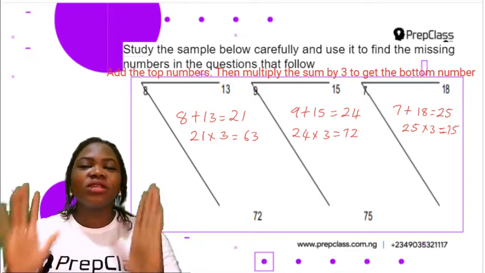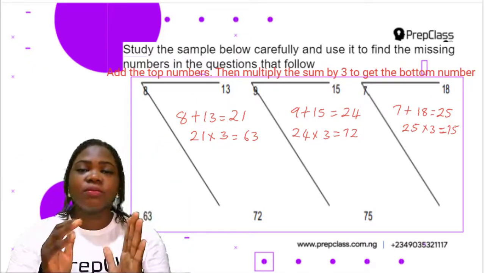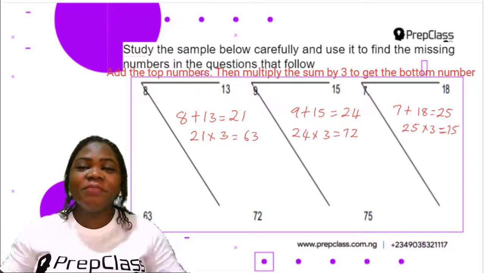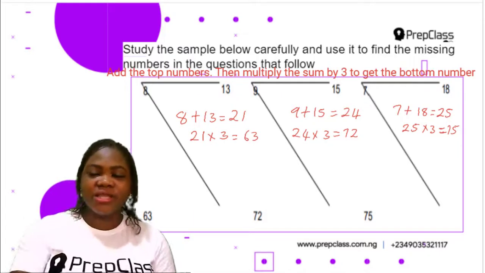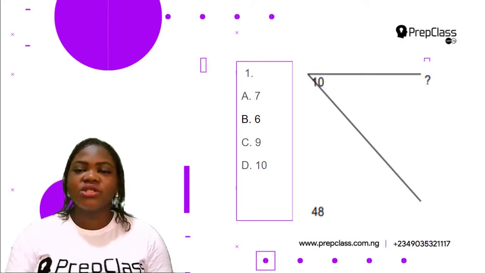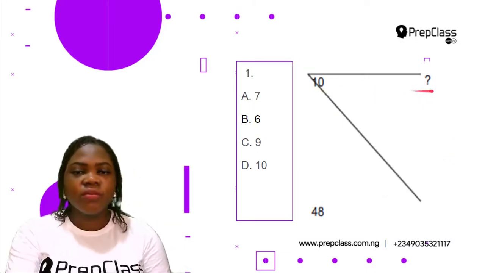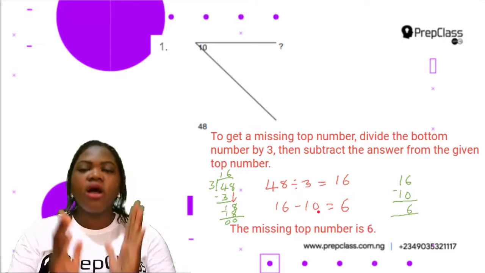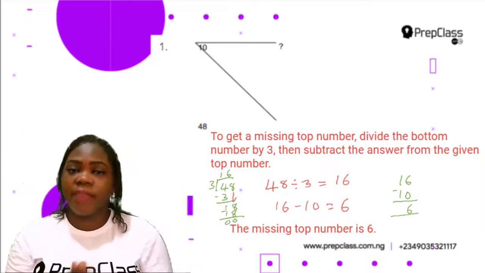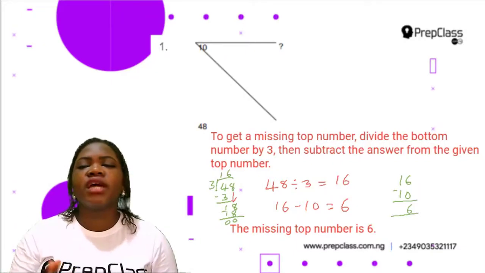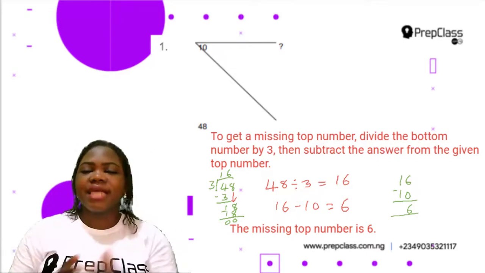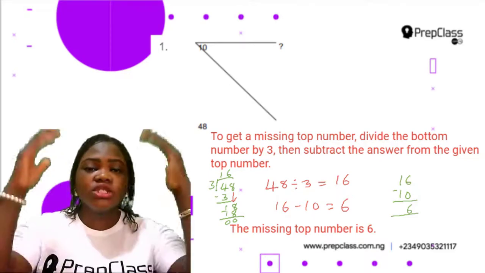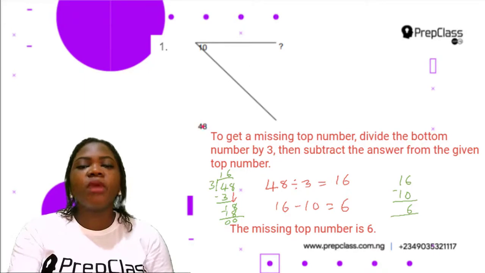So this means that for the questions, all we have to do is to find the sum of the top numbers, that is, we add the 2 top numbers, then we multiply it by 3 to get the bottom number. Simple as ABC. Now let's move on to the first question, question 1. We are given just one of the top numbers. The second top number is missing, and we are given a bottom number. Remember, in the samples, to get the bottom number, all we have to do is to add the 2 top numbers, then multiply by 3. But now we are not asked to find the bottom number. We are asked to find the missing top number. So to get a missing top number, we divide the bottom number by 3, then subtract the given top number from the answer. Here the bottom number is 48.